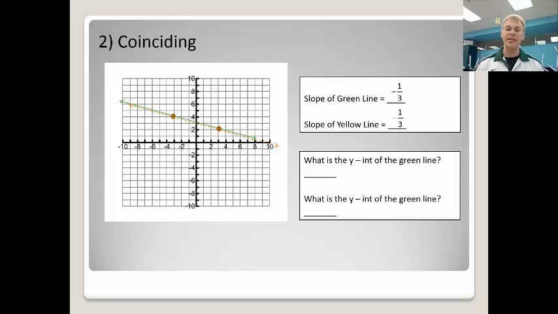So let's look at the y-intercepts. I want you to take a second, again, pause the video, and find the y-intercepts of each of these lines. Ready? Pause.